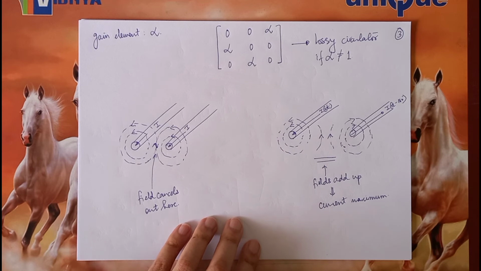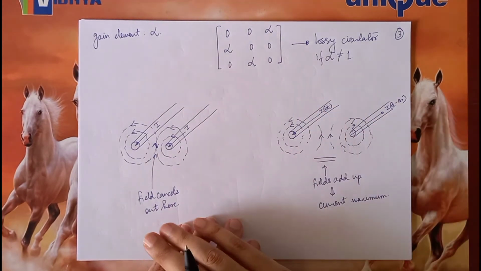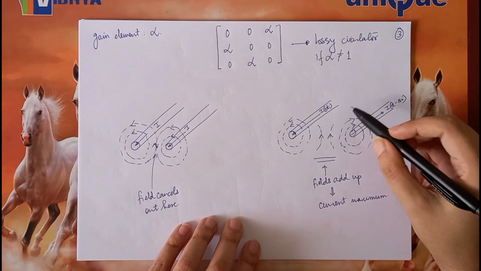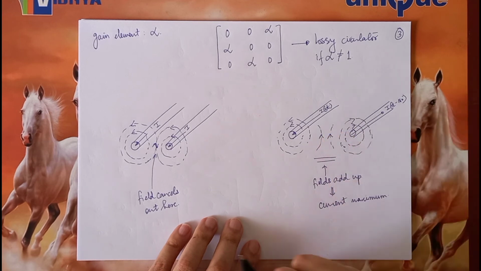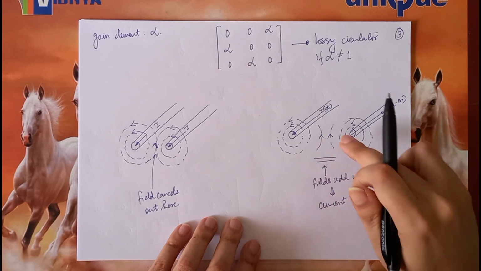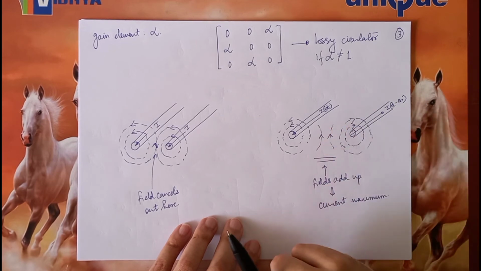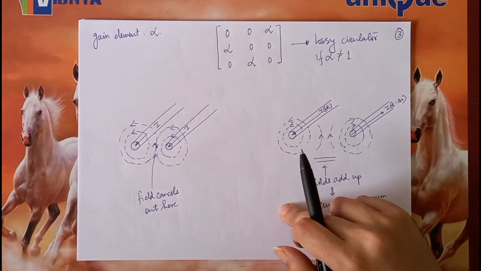So this is what the odd mode is, and this is something that we already know. What is important to note from here is that here something interesting is happening. Here the fields are essentially, the magnetic fields are essentially adding up. The magnetic field essentially is adding up.